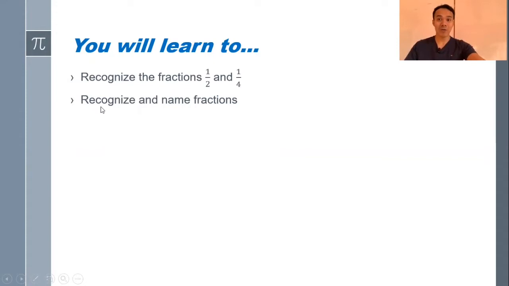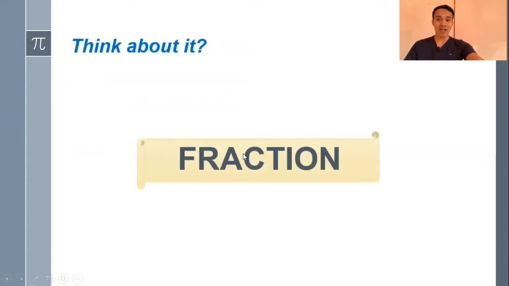Are you ready now? So let's start with brainstorming. What comes to mind when you hear the word fraction? When someone tells you something about fraction, what comes to mind?